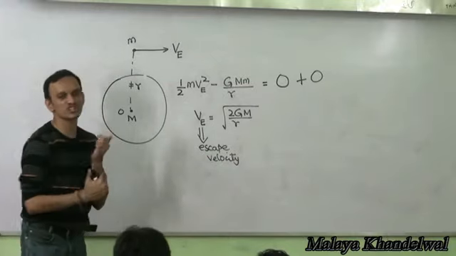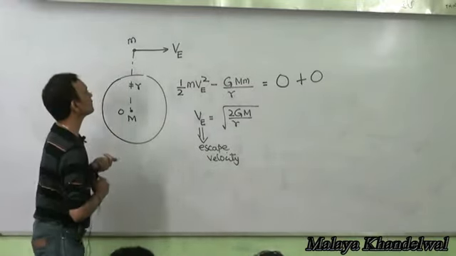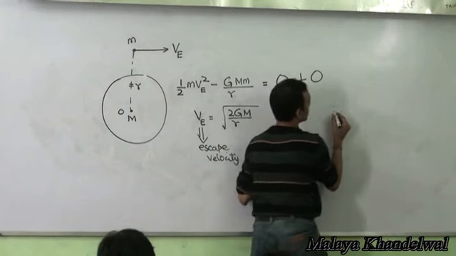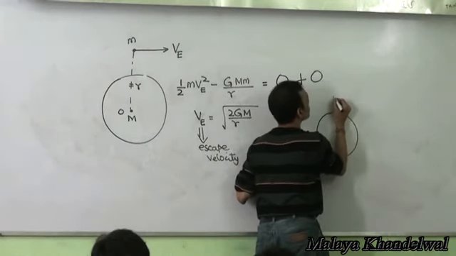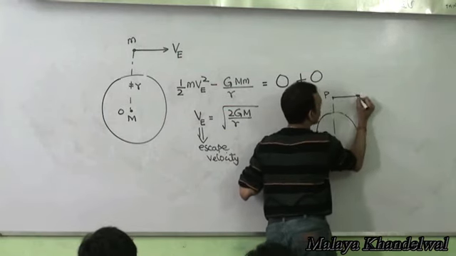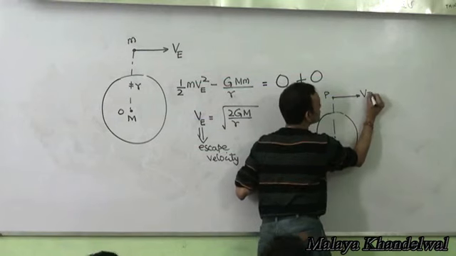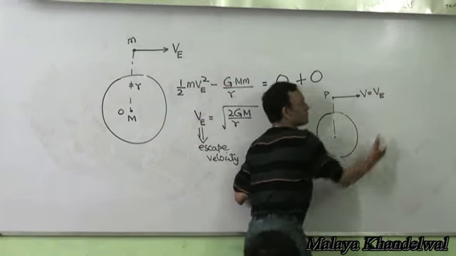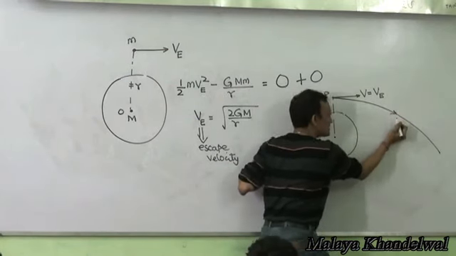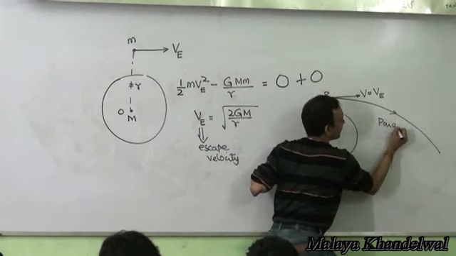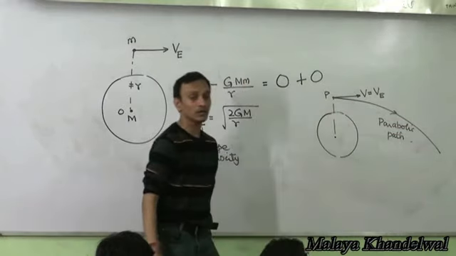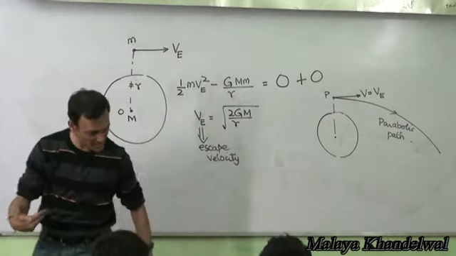Now, one fact again which I want to state without proving is, if you impart to a certain body a velocity v equal to VE, the escape velocity, then it escapes the gravitational pull of the earth along a parabolic path. It escapes to infinity along a parabolic path if the velocity imparted is just the escape velocity.